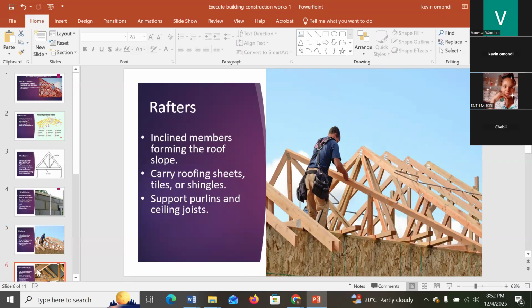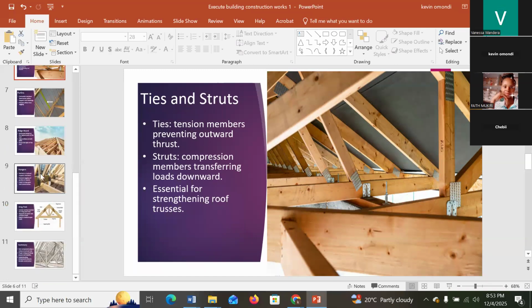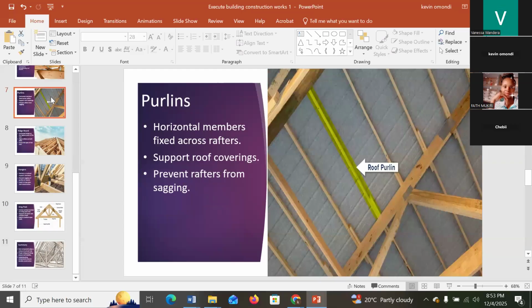Another one, we have the ties. The ties are tension members. I don't know if you can see my screen, learners. The ties provide tension. The tension members prevent outward thrust, and they're essential for strengthening the roof trusses. And also we have the purlins. Purlins, you can see them from the picture.